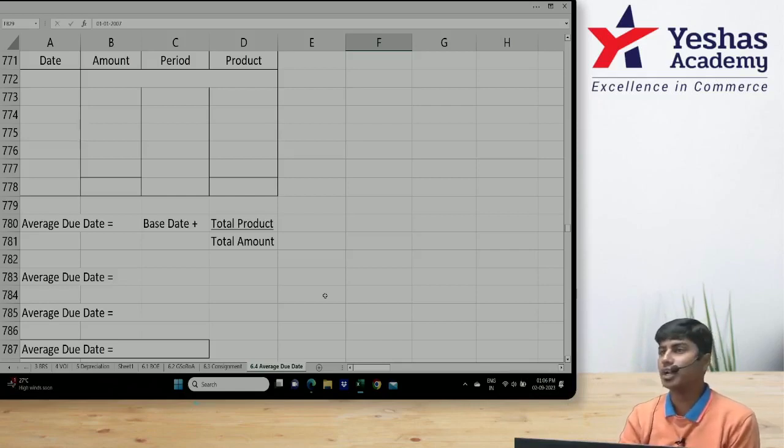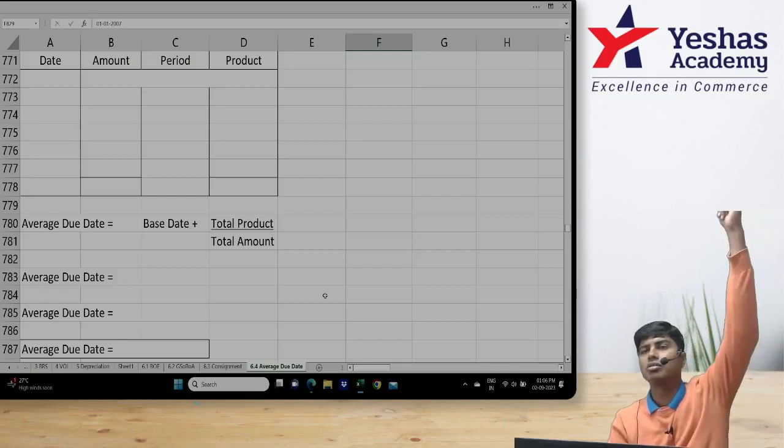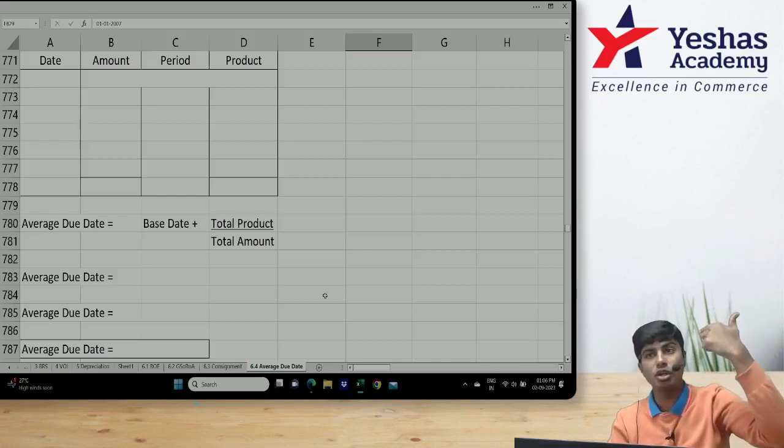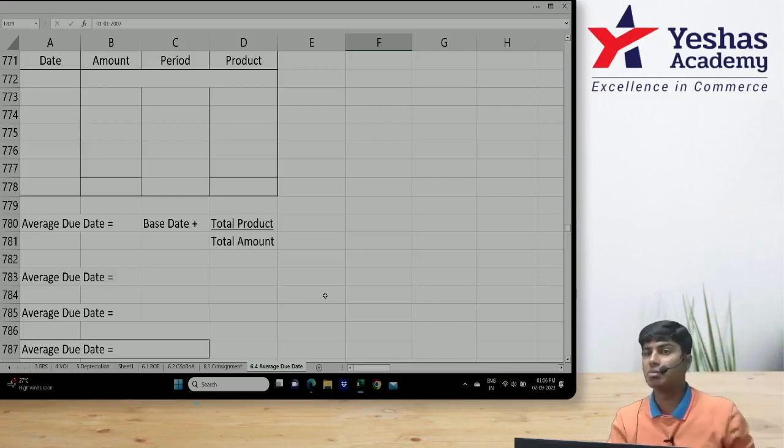How to find the due date, how to find the maturity date, how to find the bill period, how to add the dates, when to add 3 grace days, when not to add 3 grace days. All of that you should become comfortable with. Unless you become comfortable with that, you won't be able to do account current tomorrow.